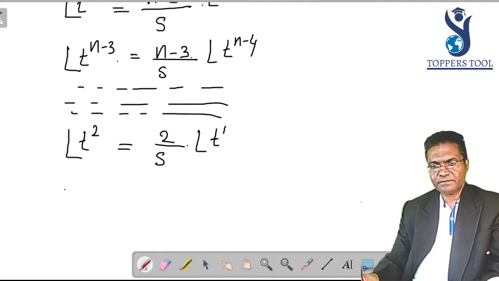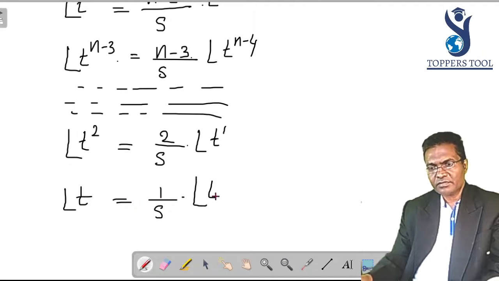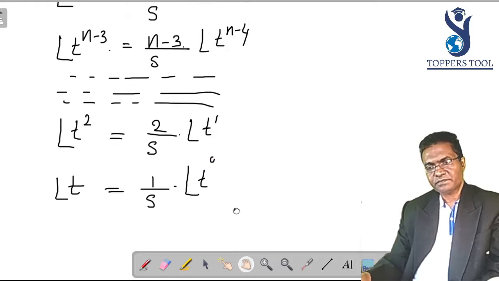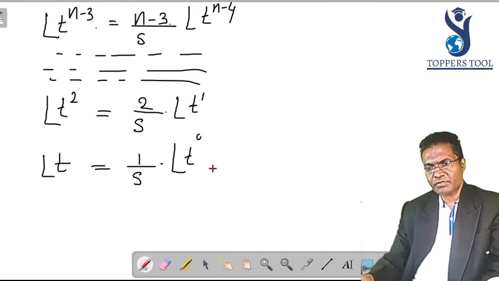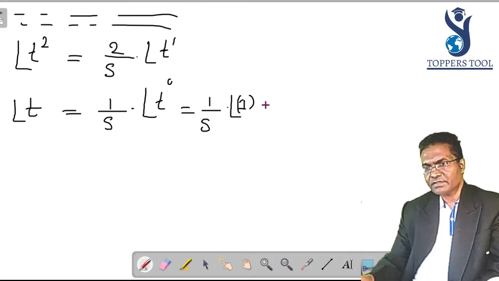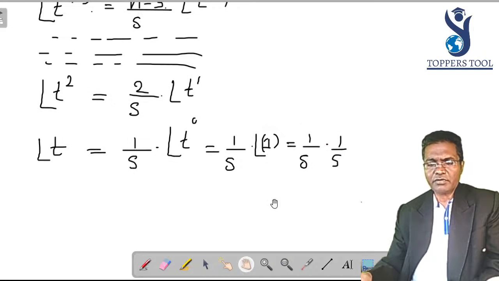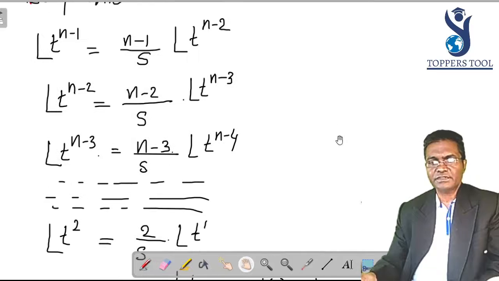L of t then is 1 by s L of t power 0, which is equal to 1 by s L of 1. We know that the Laplace transform of 1 is 1 by s, so we get 1 by s into 1 by s. So remember this. Now we have to substitute all these in this expression.